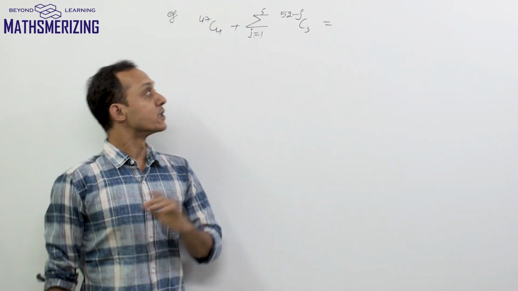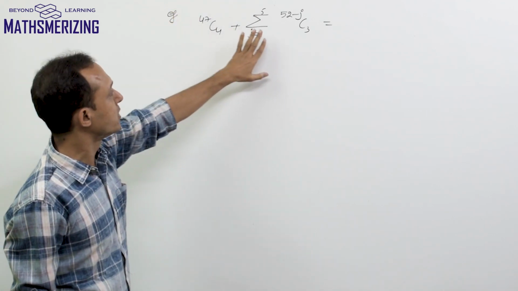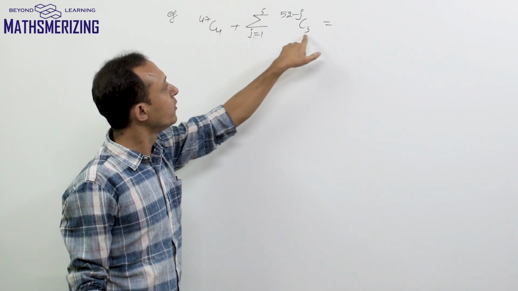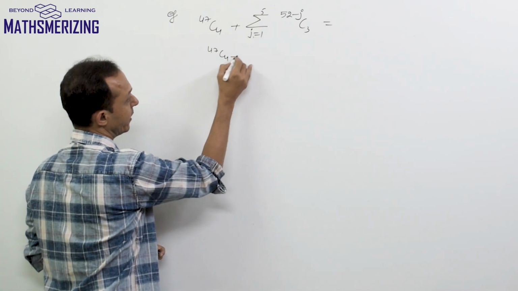So let us take up another question, in which I need to simplify the expression 47C4 plus summation j varies from 1 to 5, 52 minus j C3. So I'll write it as 47C4. Now I'll expand the summation.